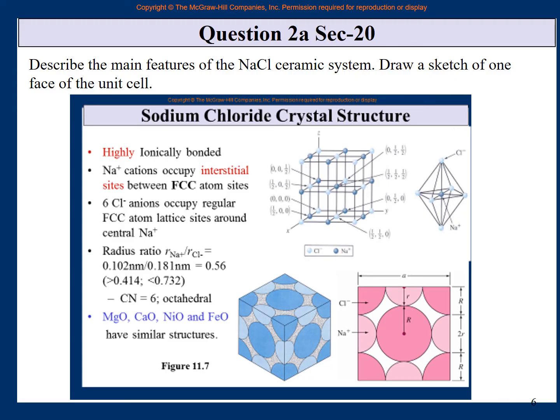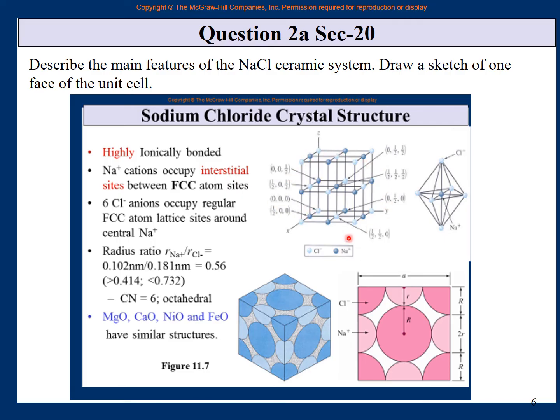So I am just copying from the slide that is there in your lecture notes. This is the sodium chloride system. So one is that it is highly ionically bonded. If you wrote this one thing, it is highly ionically bonded. The other is that it basically has an FCC structure. The third is that the smaller atoms occupy the interstitial sites, right?